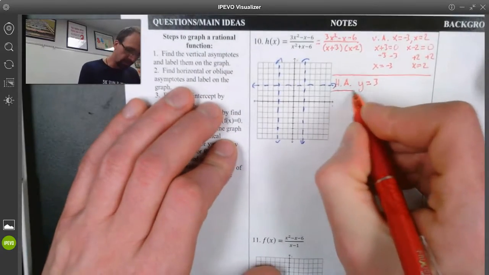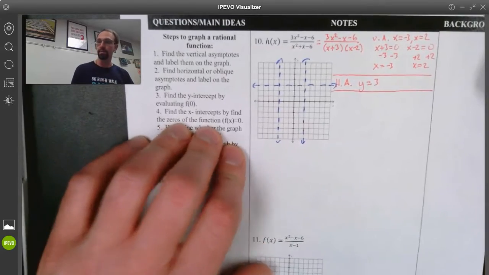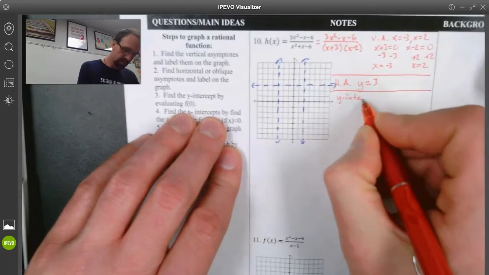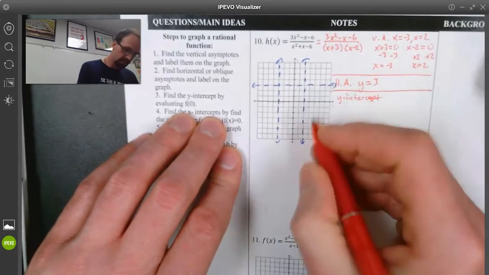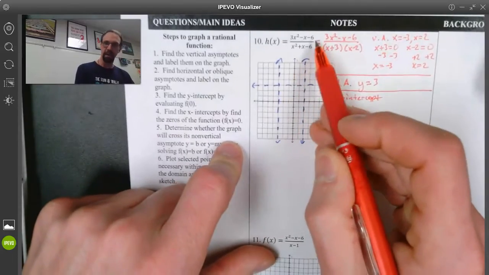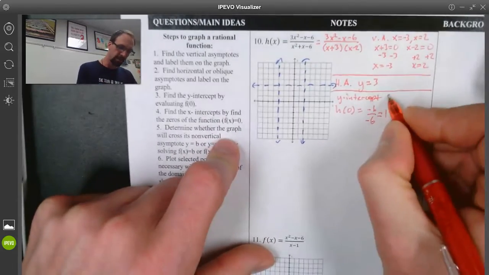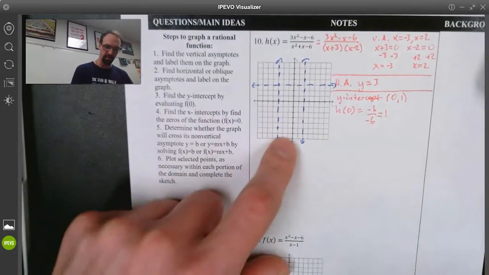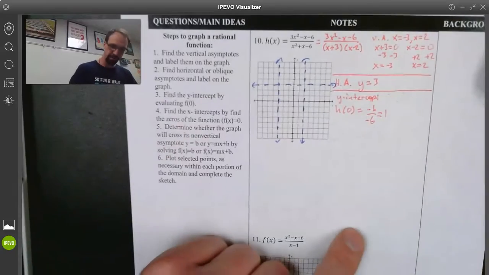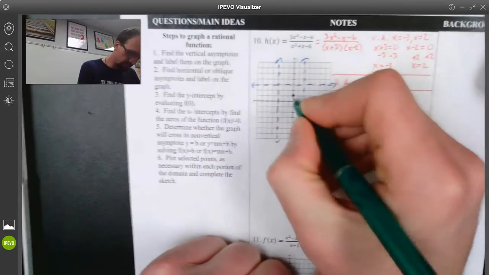Now we're going to find the y-intercept, if there is one. So we're going to find h of 0. So if I plug in h of 0, in this case, everything zeroes out, and I get negative 6 over negative 6, which is 1. So my y-intercept is at 0, 1. Forgot to switch over. This is actually in the graph, so I'm going to graph it. This is on the graph here.